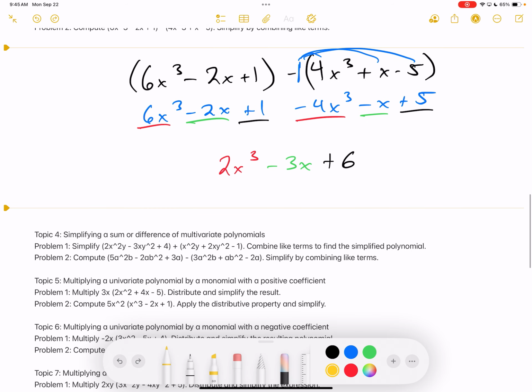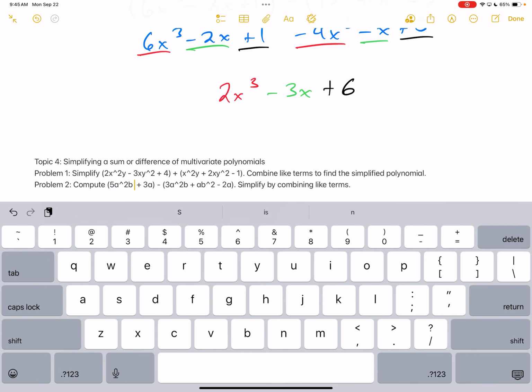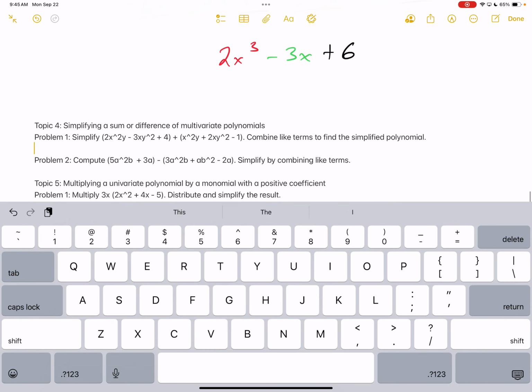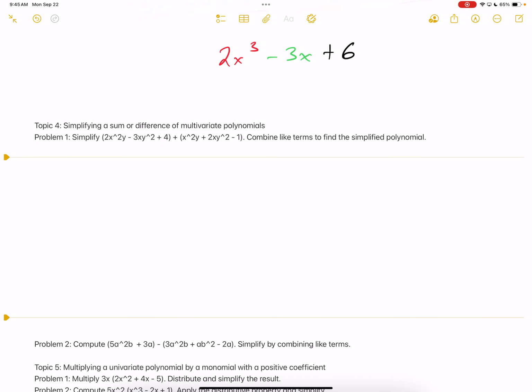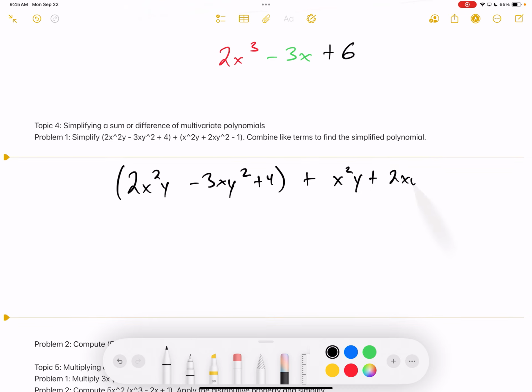There's also something else that happens on one of these. I'm going to edit that problem real quick. That makes it so much easier. All right, 2x squared y minus 3xy squared plus 4 plus x squared y plus 2xy squared minus 1.